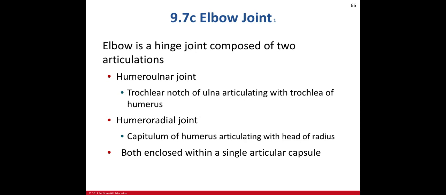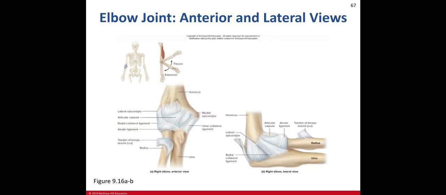Okay, elbow joint. Elbow joint is a hinge joint. It has two articulations because you've got your ulna and your radius. You've got the trochlear notch of the ulna articulating with the trochlea of the humerus. You've got the capitulum of the humerus articulating with the head of the radius. Both of these are going to be in one singular articular capsule. And here's what we've got going on there.